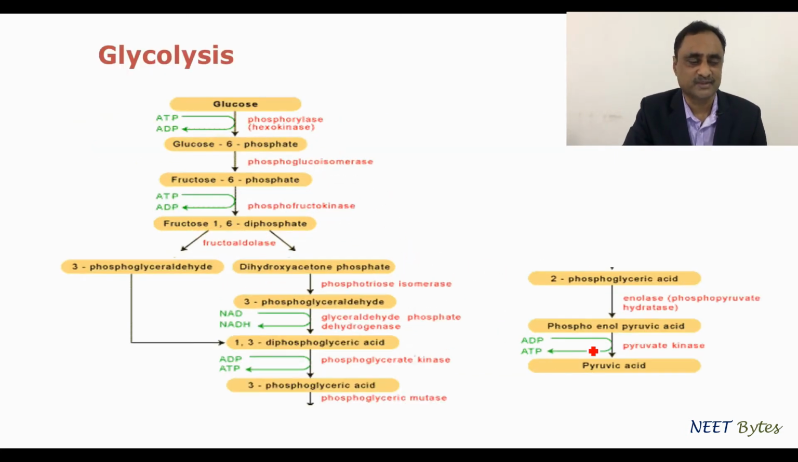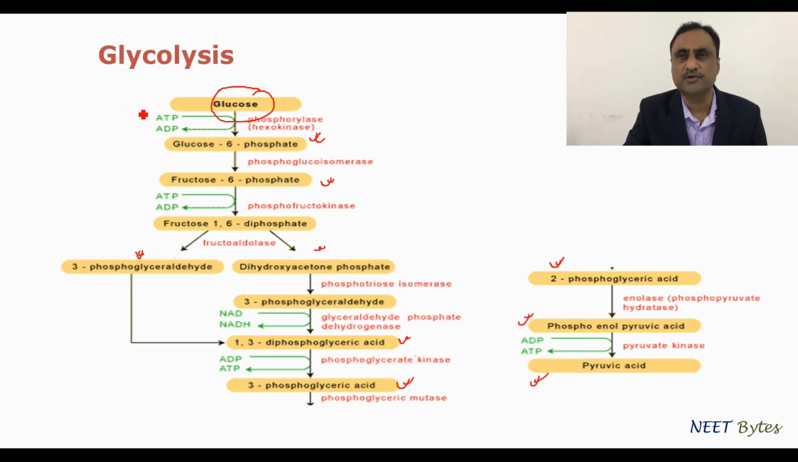Let's see the entire glycolysis in one diagram. Again you can see that glucose is getting converted into glucose 6-phosphate, then fructose 6-phosphate. It is broken down into 3-glyceraldehyde phosphate and DHAP. Now glyceraldehyde 3-phosphate gets converted into 1,3-diphosphoglyceric acid, then 3-phosphoglyceric acid, then 2-phosphoglyceric acid, phosphoenol pyruvate and finally pyruvic acid.